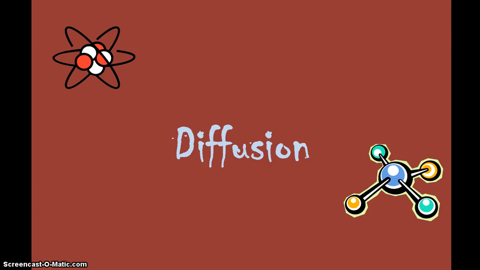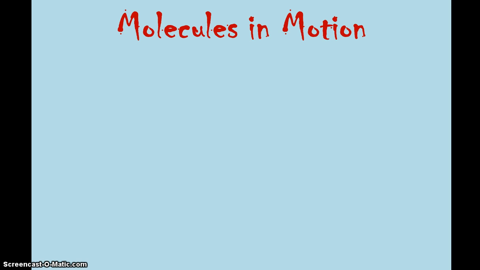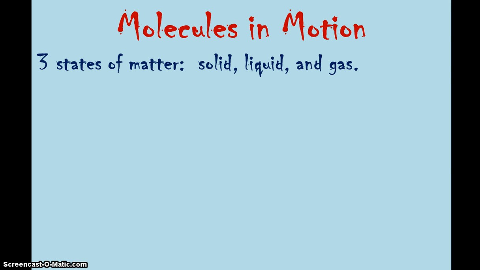This video is about diffusion. So what is diffusion? In order to understand diffusion, you have to know a little something about molecules. There are three basic states of matter. Let's see if you can remember what those three basic states of matter are. If you thought that there are solids, liquids, and gases, you're absolutely correct.